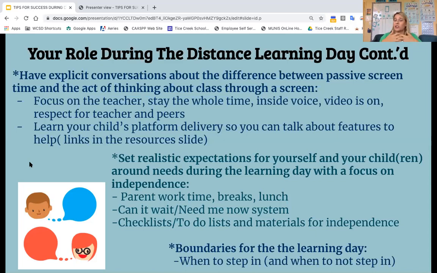And so just as you wouldn't jump out in the middle of that soccer game to tell your kid where to kick the ball, you can't jump in the middle of a lesson to tell your kid how to do it a different way. That doesn't mean you can't come back and talk about it later. And we're going to get to that part. That's part of the reflection of the day. But in that moment, we have to hold back on that instinct to jump in.